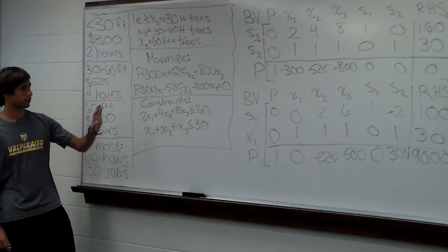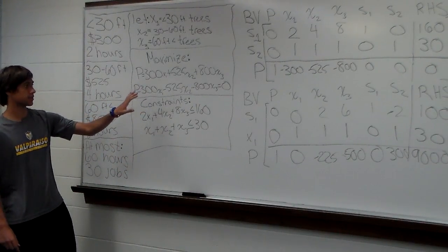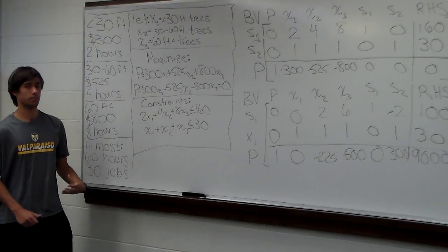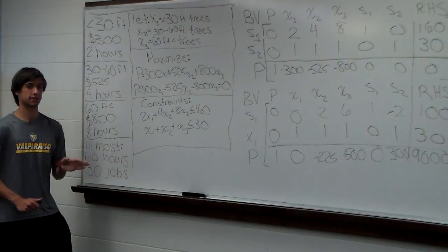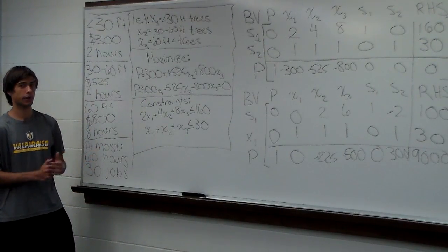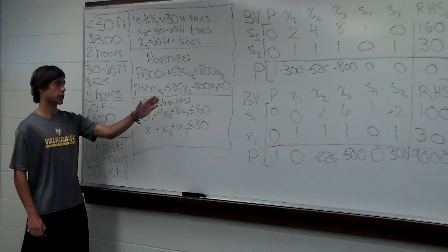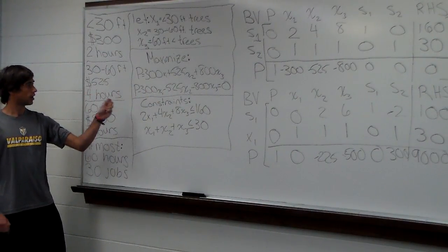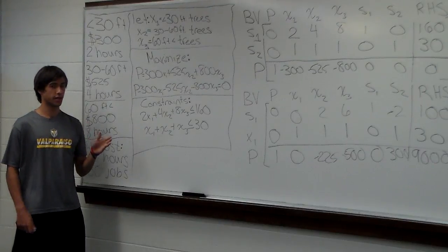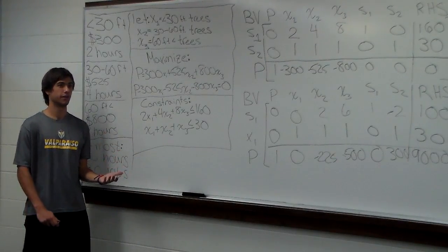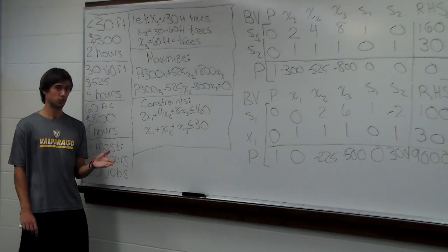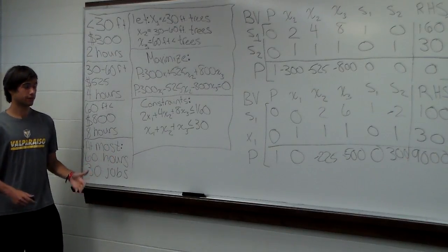And now we're going to solve and set this equal to 0, because when we're setting up our initial simplex tableau, on the right-hand side in the objective function row, we want to have a 0. So all we're going to do is subtract the 3 values over, and we're going to end with P minus 300x1 minus 525x2 minus 800x3 equals 0. So now we have our objective function.